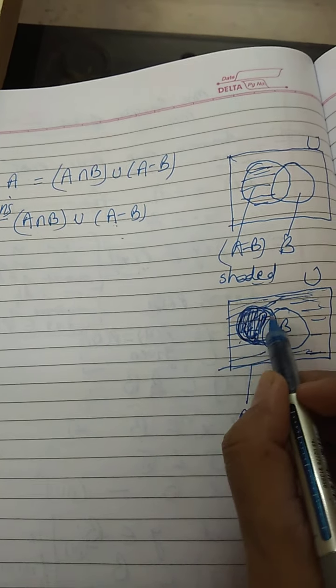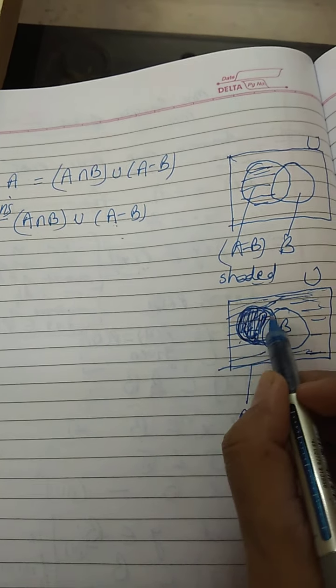So A minus B and A intersection B complement, they are the same. This is just to explain how we are getting it. Otherwise you can use it as the standard result also. What is the standard result? That A minus B can be written as A intersection B complement.